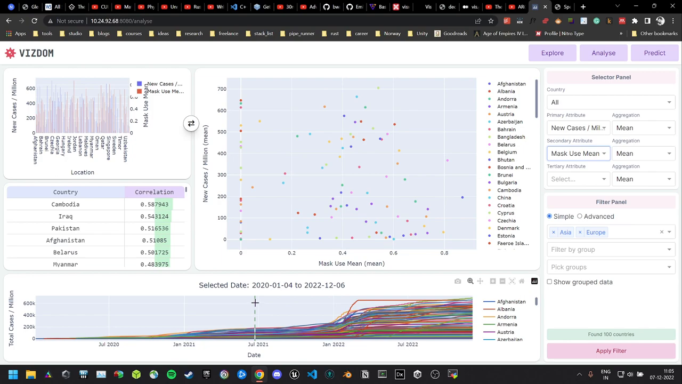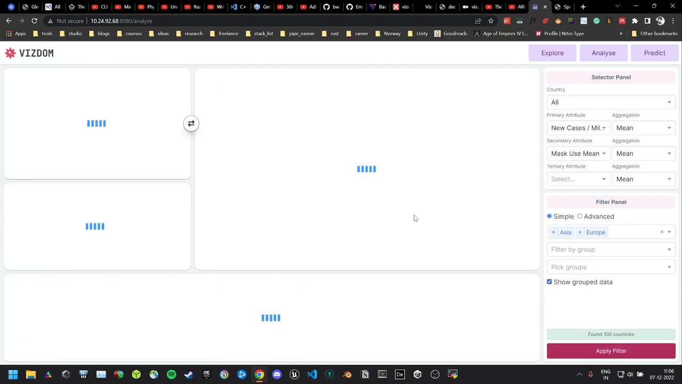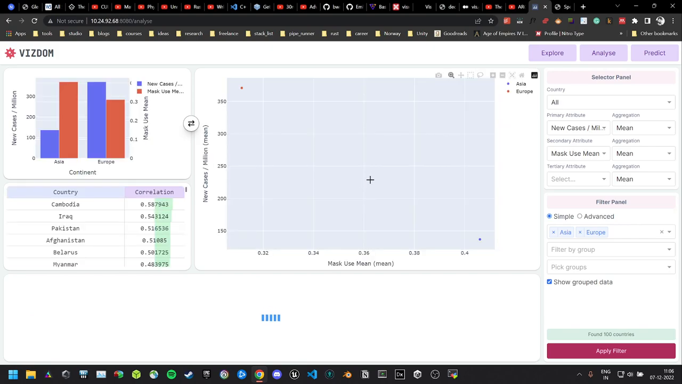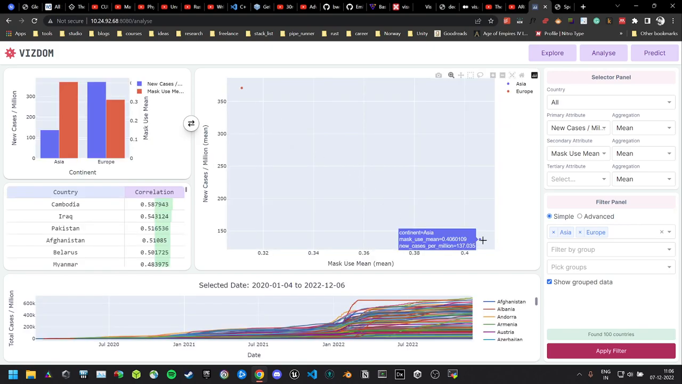So the conclusion that we could draw from this was that because of public welfare systems and better healthcare systems, countries in Europe prefer cure over prevention, while it's the other way around in Asia, basically. And we can also confirm this by grouping the data together. You can see that countries in Asia prefer to use masks more as compared to countries in Europe, and the number of cases are significantly different over the period of time.